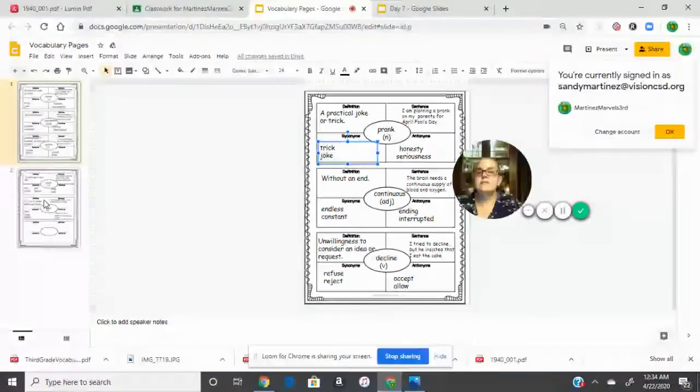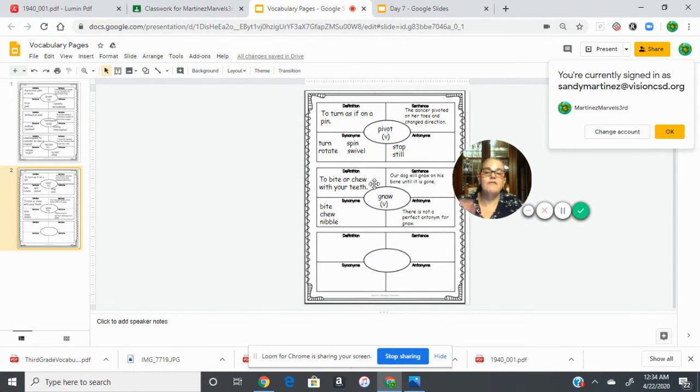All right, let's go to the second slide. And then we have pivot, to turn as if on a pin. Synonyms: turn, rotate, spin, or swivel. The opposite would be to stop or to be still. The dancer pivoted on her toes and changed direction.